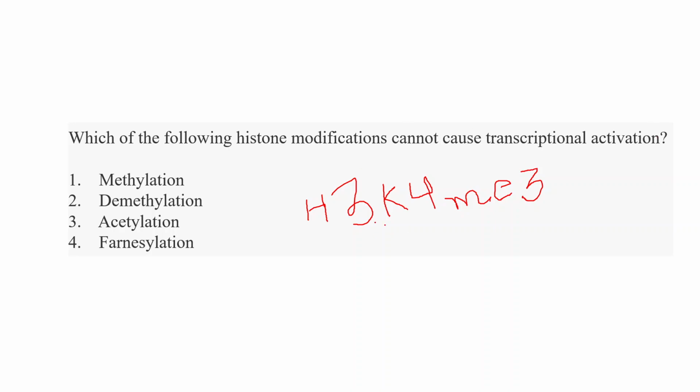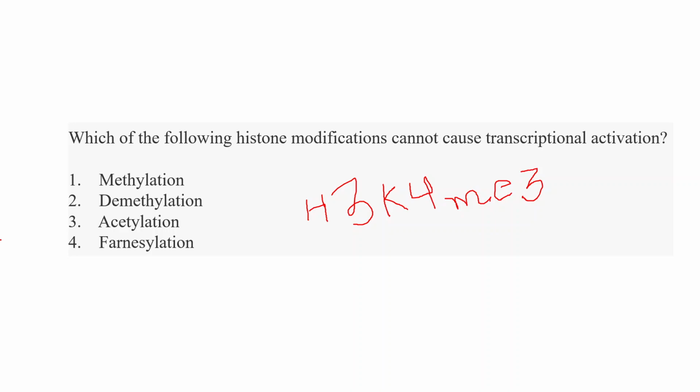So what does it mean? On the third histone, the fourth lysine residue, three methyl groups are added. So like this, you read it: in the H3 histone molecule, at the fourth lysine residue, three methyl groups are added. So H3K4Me3 is a trimethylation and it is an activation mark.